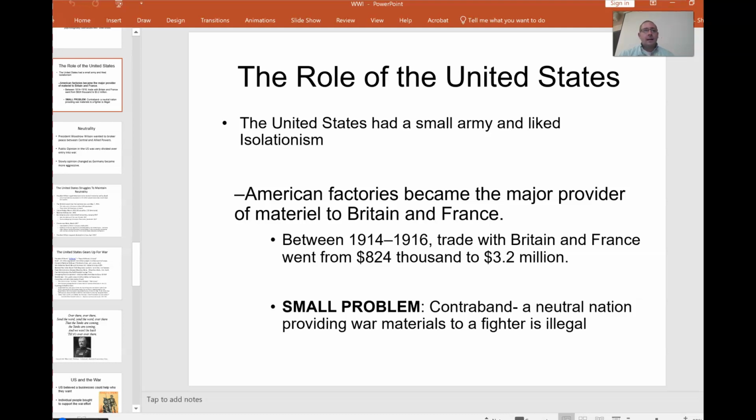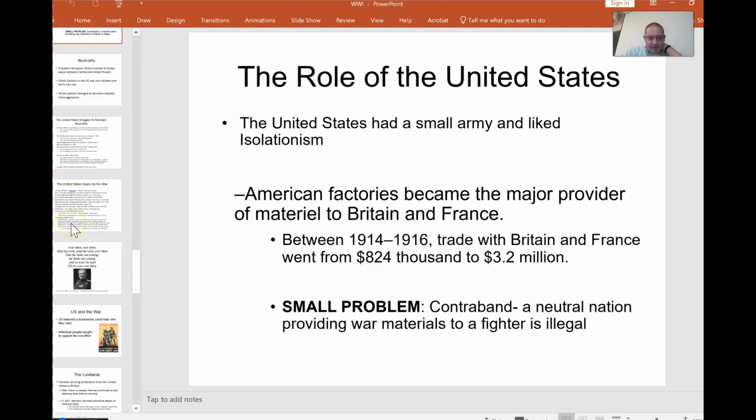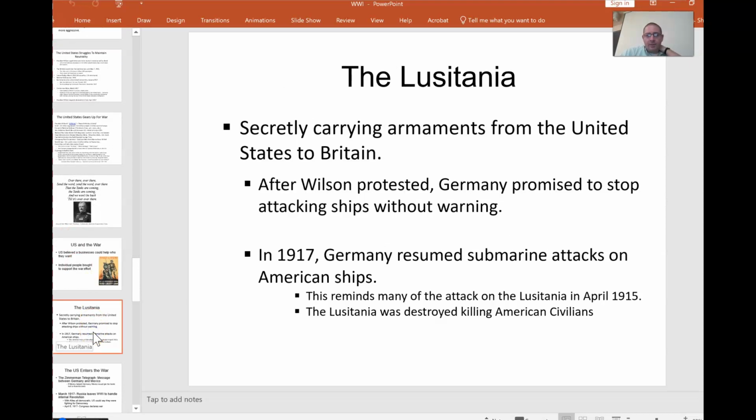So the U.S. is still selling these goods, and slowly the United States is getting involved. So in April of 1915, a German ship blows up a British ship. The British ship is called the Lusitania, which was secretly carrying arms to the British from the United States. Now, this kills about 120 Americans. And what you have happening here is Americans really saying, well, if we're neutral, why are Americans dying? So this begins to push the sort of temptation to go to war.